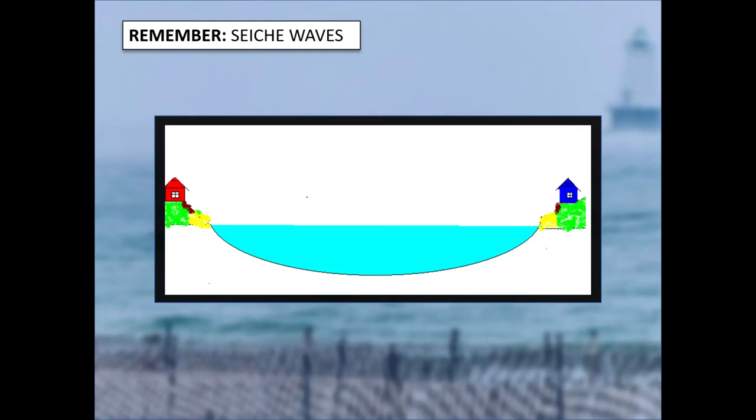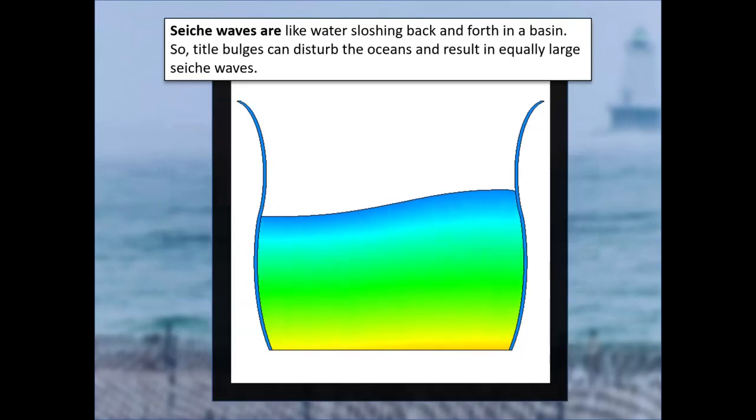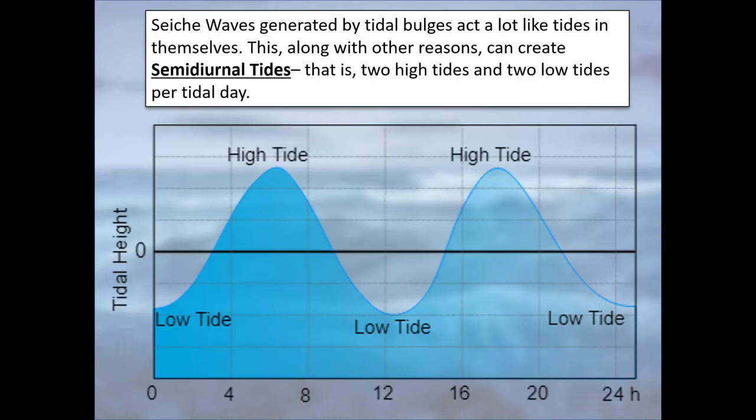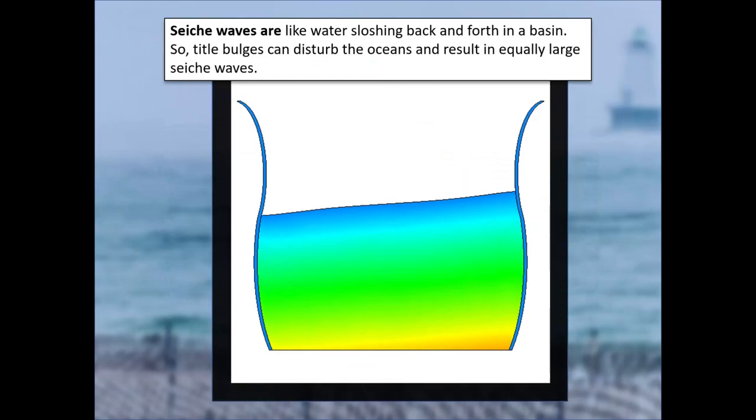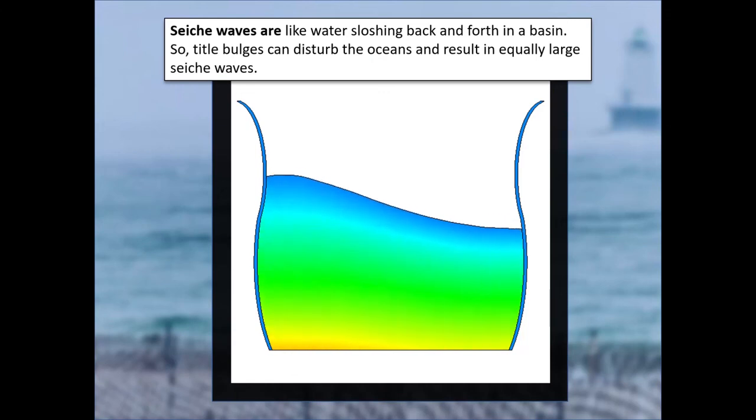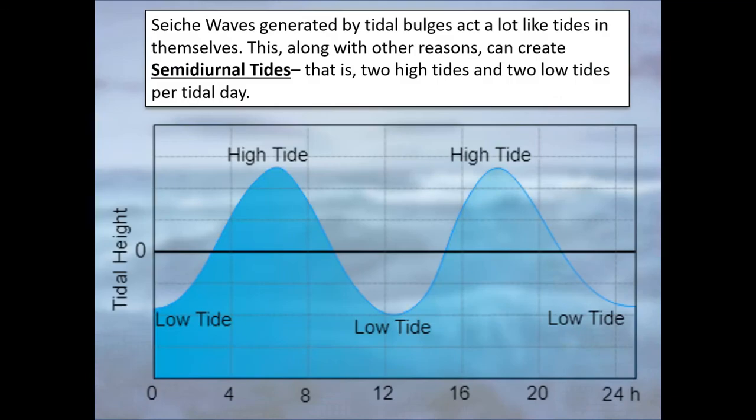Remember that Seitz waves are like sloshing back and forth in an ocean basin? So what can happen is that a high tide causes this sloshing back and forth in the basin, and what will actually happen is that you'll get something called semi-diurnal tides. Semi-diurnal tides occur when you have two high tides throughout the course of a 24-hour day. You might say, how on earth can you get two high tides?